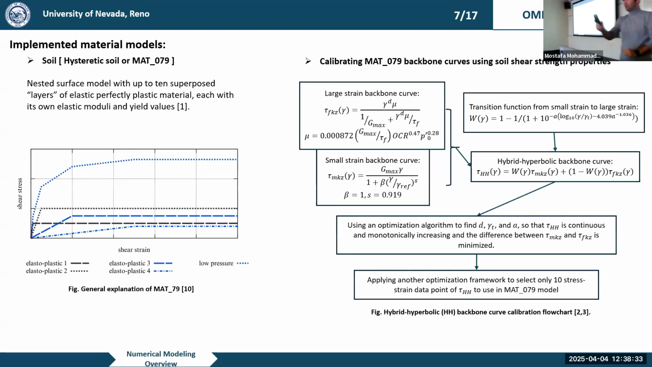This type of material, MAT 79, is actually based on Masing behavior. And Masing behavior, for people who probably have less information, is a way that we define the dissipation of energy during cyclic loading. This is a very initial version of MAT 79, which uses the Masing effect, and that can cause an over prediction of damping.